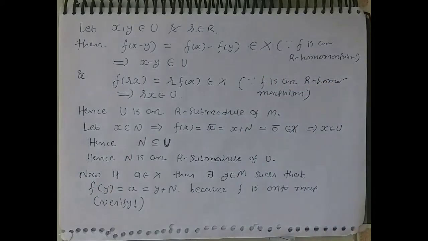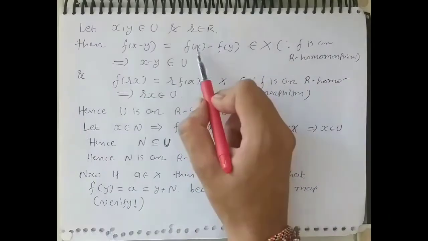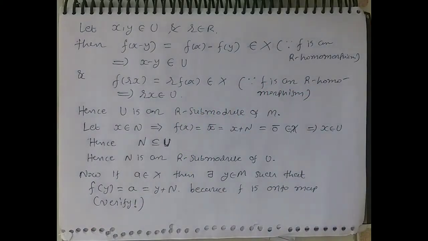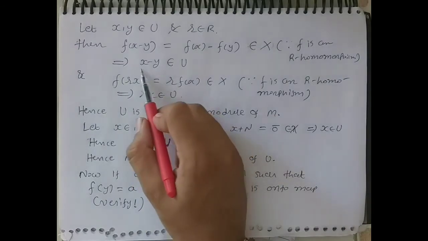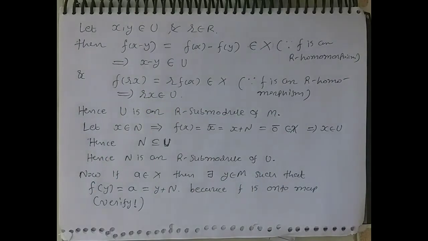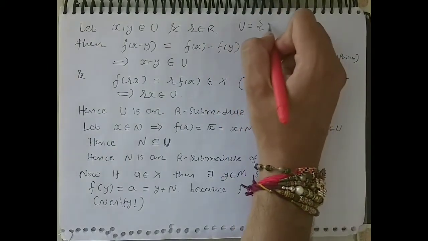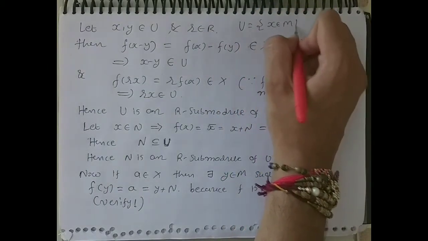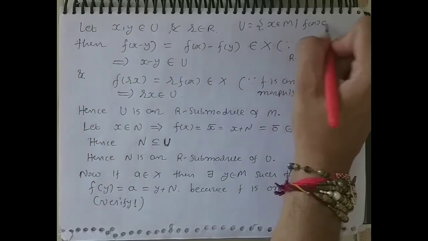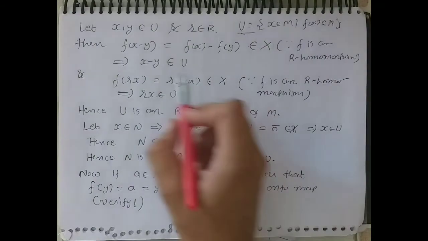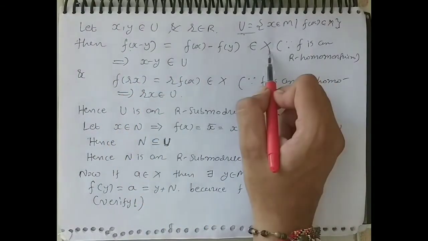Now our X is R submodule of M quotient N. Hence f of x minus f of y also belongs to X. Okay. This implies that x minus y belongs to U, because our U is set of all x belongs to M such that f of x belongs to X. This is the definition of U. So here f of x minus y belongs to X.